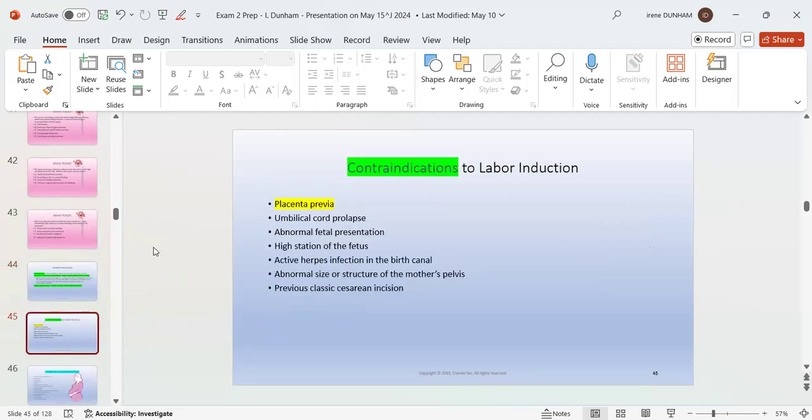Okay. Now, there's always a contraindication. These are people that you do not want to induce. Well, one is that VBAC I told you about. You never induce her. A lady has placenta previa. You remember what placenta previa is? Right? The placenta is right over the cervical os. You're not going to induce her.